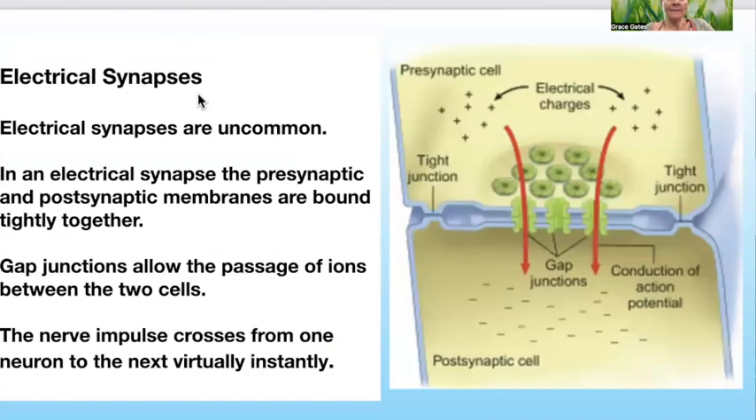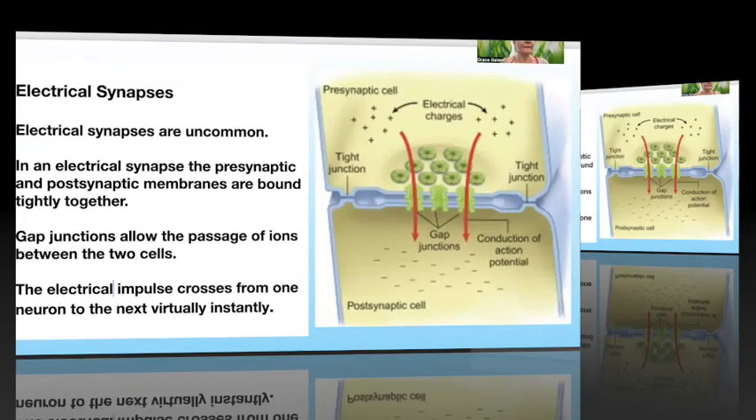Okay, that was chemical synapses. Now, electrical synapses. These are uncommon. Electrical synapses are found only between neurons, and in electrical synapses, the presynaptic and postsynaptic membranes are bound together tightly. There are gap junctions between the two neurons that allow the passage of ions between the two cells. And since electrical impulses or action potentials are propagated by sodium ions, this ensures that the electrical impulse will cross from one neuron to the next virtually instantly. But as I said, these are not common.